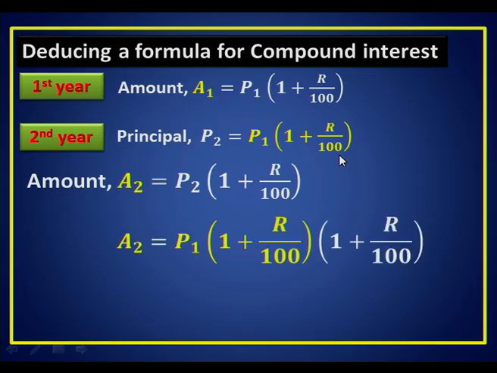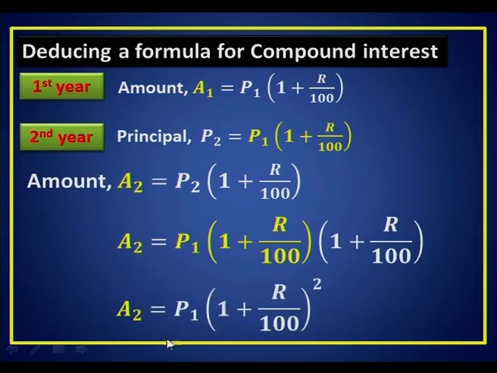On substituting, what do you get? P1 into 1 plus R by 100 into again 1 plus R by 100. Now, these two terms are the same. Suppose you have A and A. When you multiply A and A, what do you get, children? A square. In the similar manner, we are multiplying 1 plus R by 100 into 1 plus R by 100. So, what do you get, children? Yes, that is 1 plus R by 100 whole square. So, what is the value of A2 now? P1 into 1 plus R by 100 whole square. So, this is the amount at the end of 2 years.